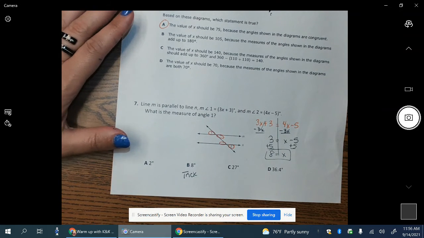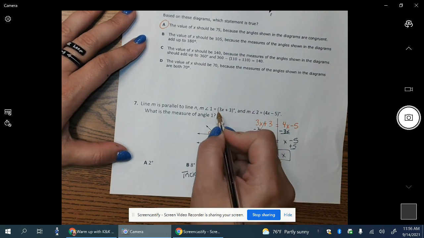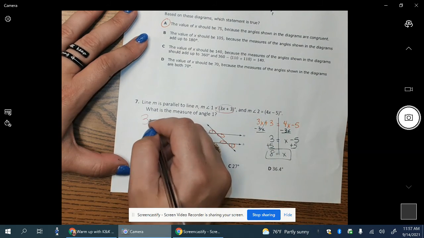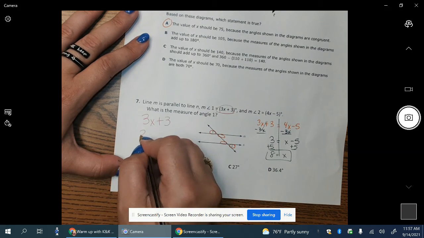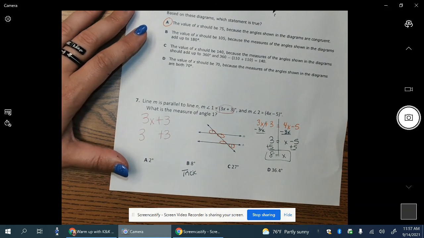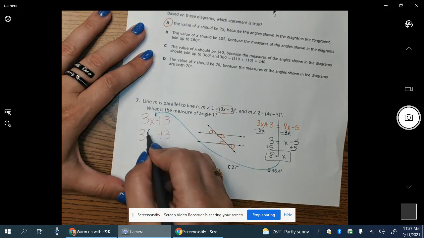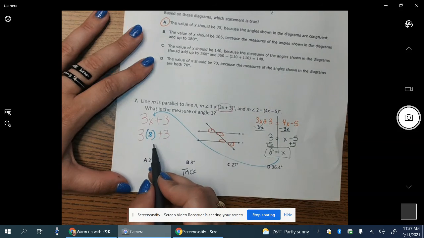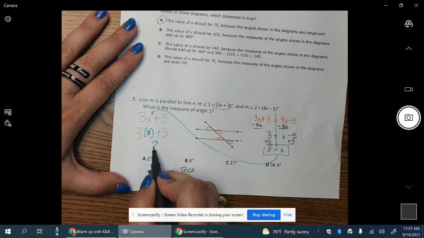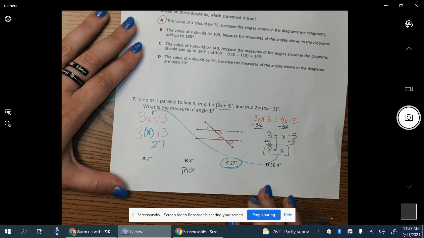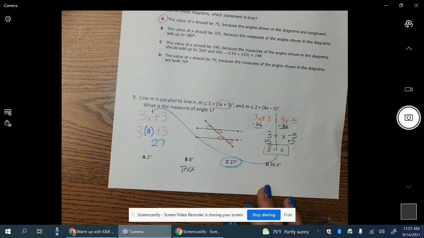So what's our equation for angle A? 3x plus 3. And instead of x, what number should I plug in? 8. I'm literally just taking this number and plugging it in. 3 times 8 plus 3, 27. So always make sure you know what the question is asking. There won't be a lot like that, but there will be a couple that make you have to think. All right, 2 more.